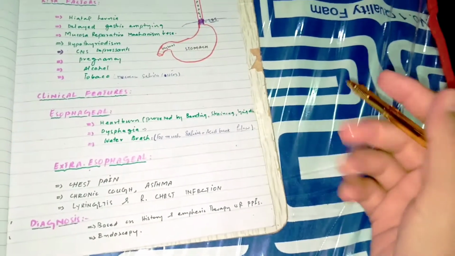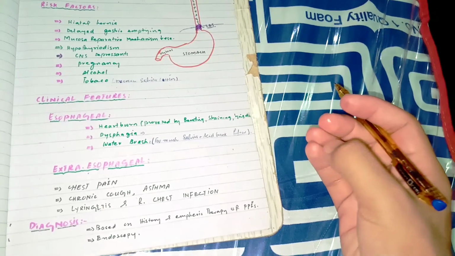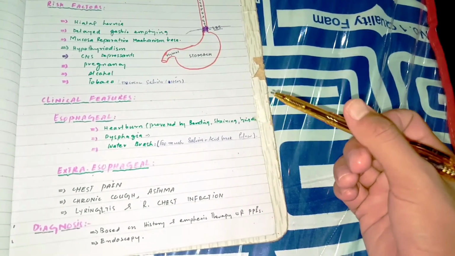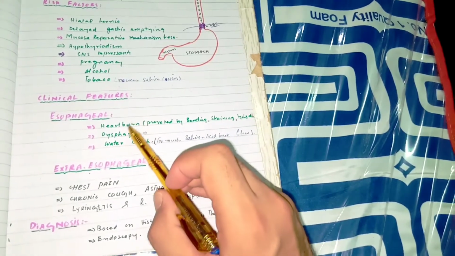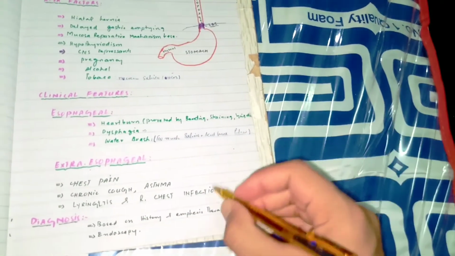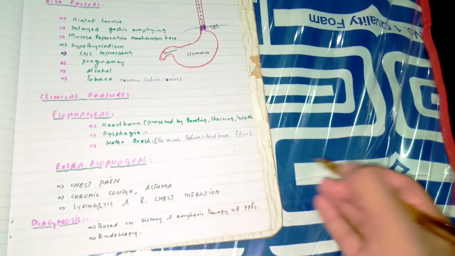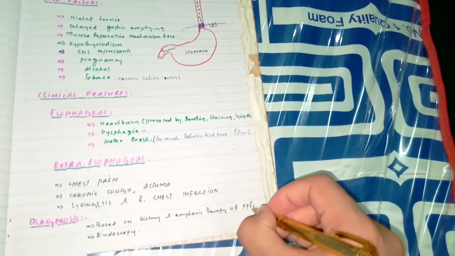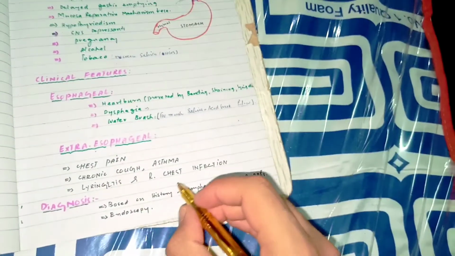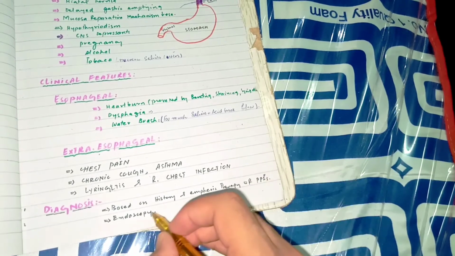One is the history and the other is empiric therapy of PPI. If a person comes to the OPD or to the emergency, start taking history. If the person has heartburn, dysphagia, water brash, chest pain, chronic cough or asthma, then you may suspect GERD. Then start empiric therapy. If the person is responsive to PPI, proton pump inhibitor, then you may suspect a case of GERD. If the person is not responsive to PPI, then you can do endoscopy.